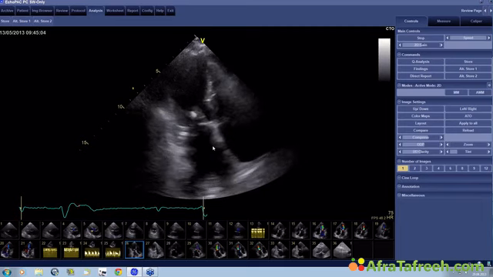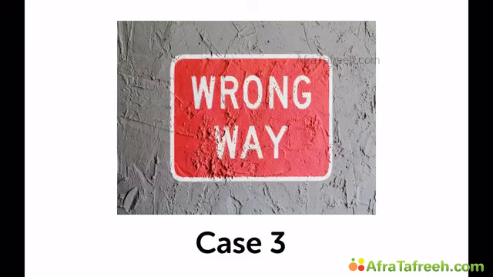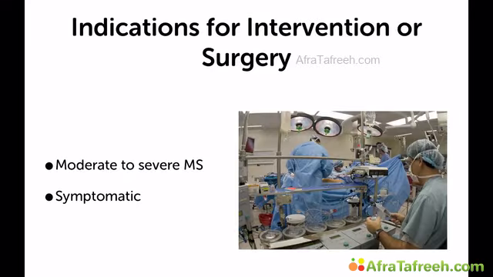Okay. So if you look at the indication for intervention or surgery, it's obviously severe mitral stenosis, and if the patient is symptomatic. So those are the indications to do something. And the two options you have is to do surgery or valvuloplasty. Which of the two you do is something you have to decide individually.